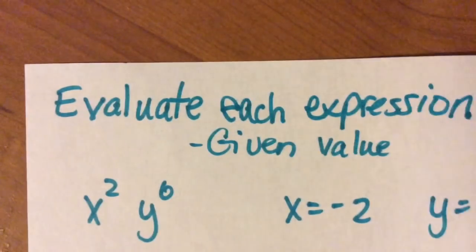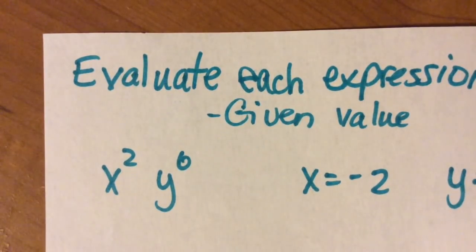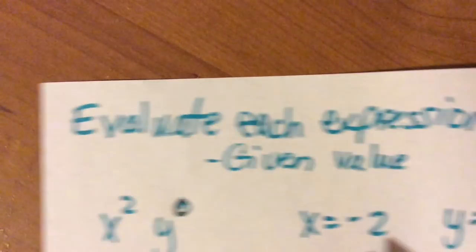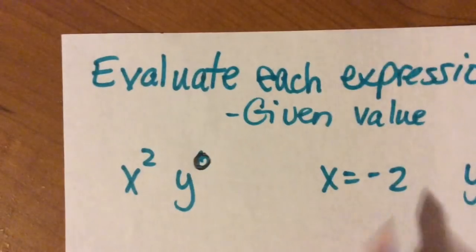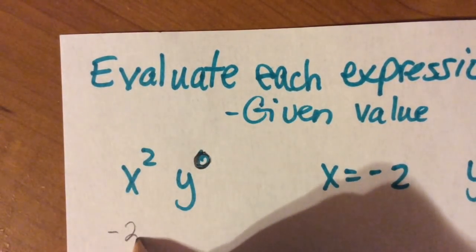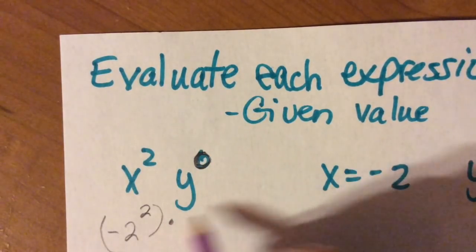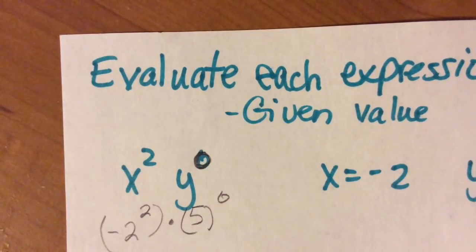Here's one other way we're going to work at this. You're going to evaluate each expression given a value. So I have x squared and y to the 0 power. Over here it says x is equal to negative 2 and y is 5. So substitute in. I'm going to make my negative 2 squared, times the y, which was 5, to the 0 power.